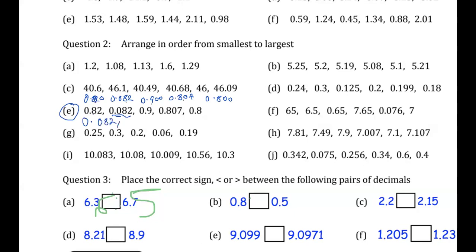0.082. Then followed by 0.8. Then followed by 0.807. Then followed by what? 0.82. Then followed by what? 0.9. So that is it.